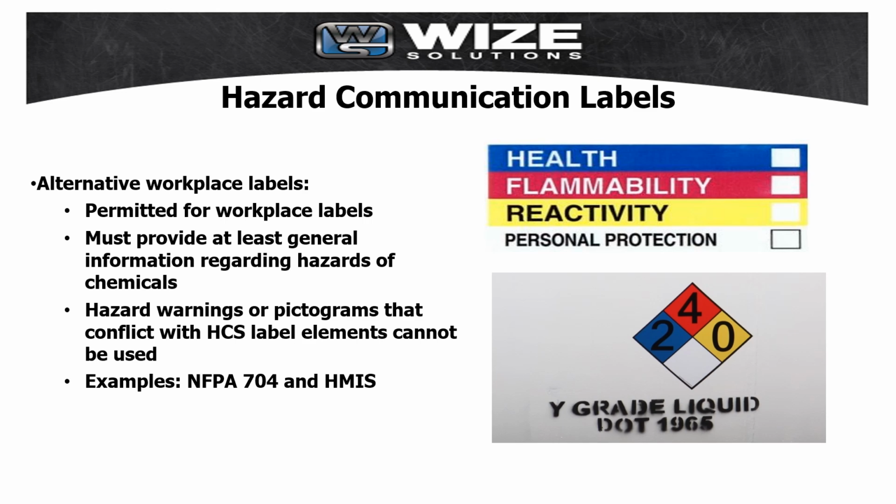Alternative workplace labels. Permitted for workplace labels. Must provide at least general information regarding hazards of chemicals. Hazard warnings or pictograms that conflict with hazard communication system label elements cannot be used. Examples: NFPA 704 and Hazardous Material Information System.